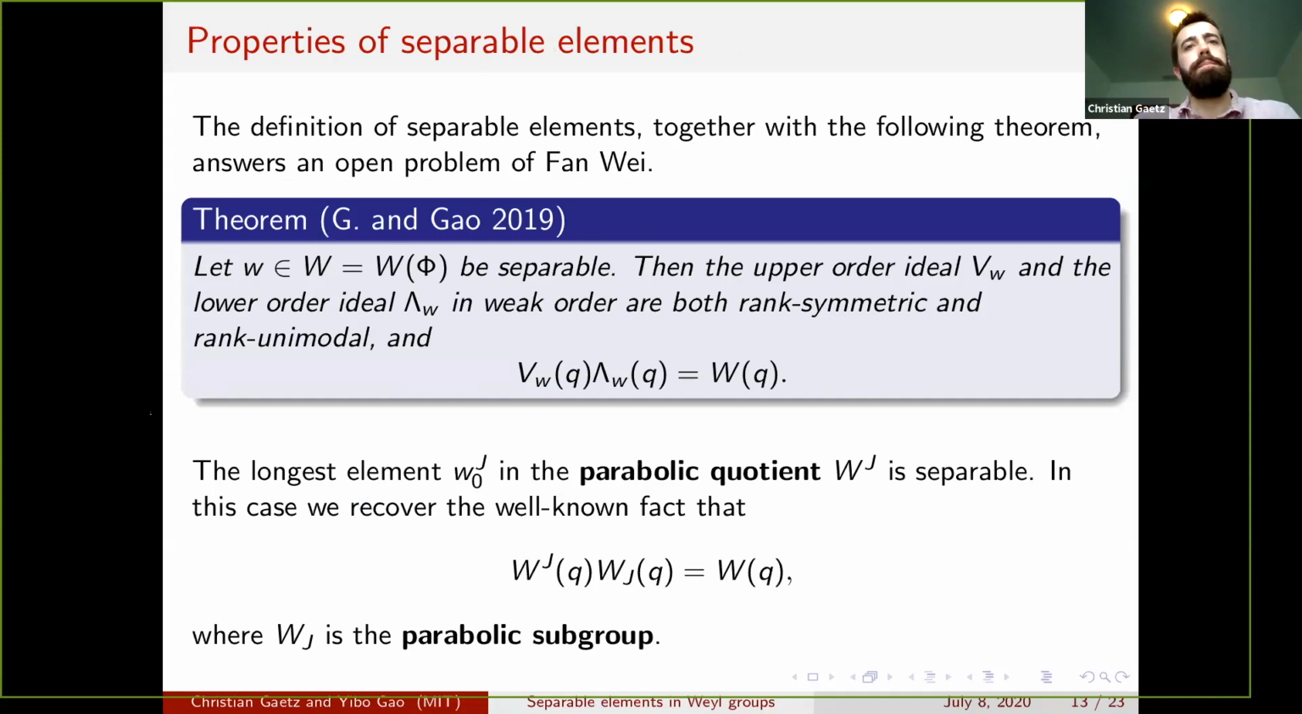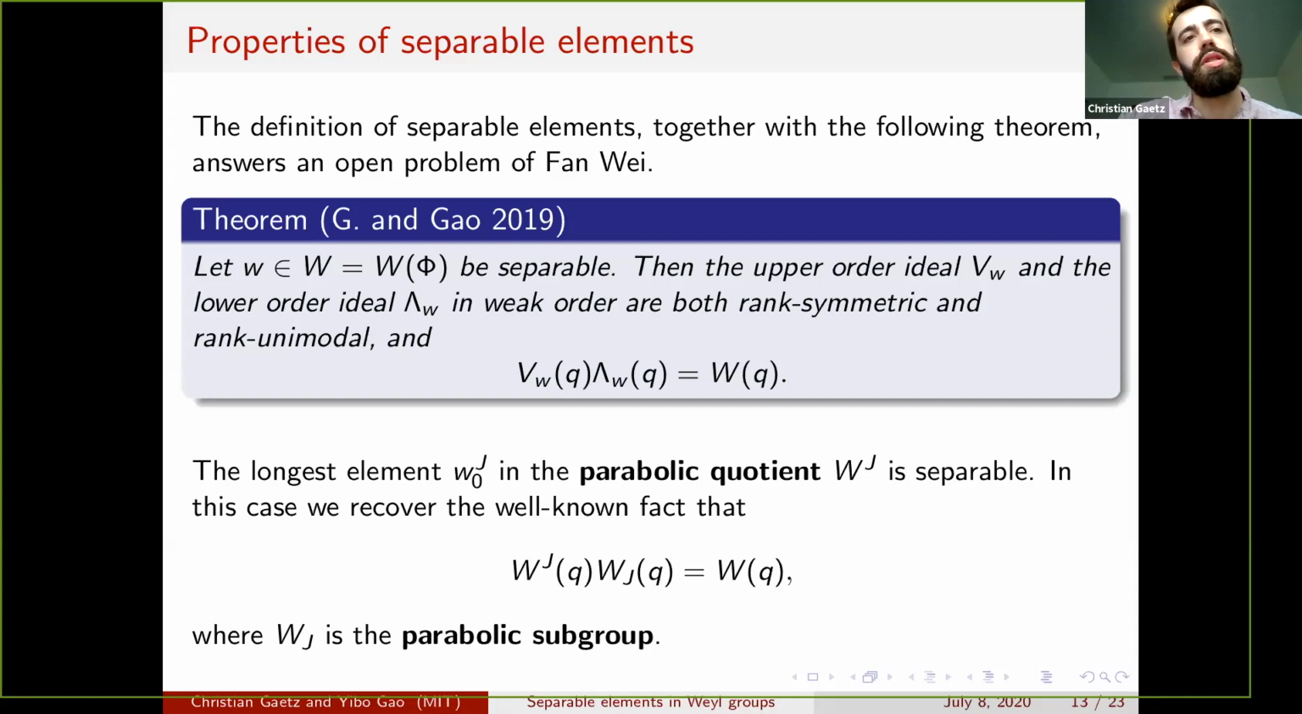Okay, so this theorem just says that we generalize Fan Wei's theorem directly to this new setup. So if W in any Weyl group is separable, then the upper order ideal and lower order ideal generated by it in weak order are both rank symmetric and rank unimodal. And the product of their length generating functions is that of the whole group. So this generalization of the definition of separable together with this theorem answers an open problem of Fan Wei about how to generalize her work.